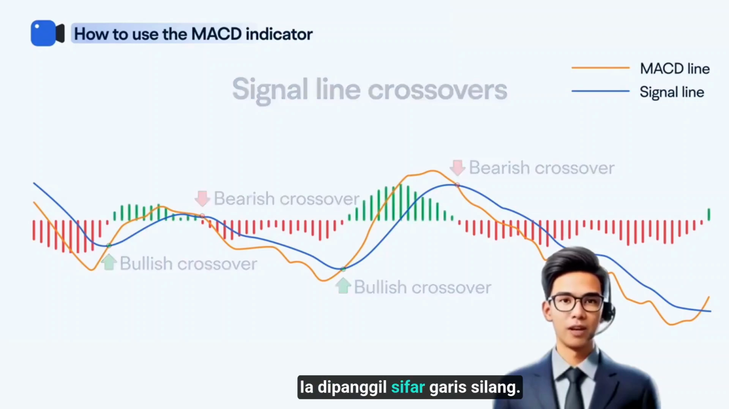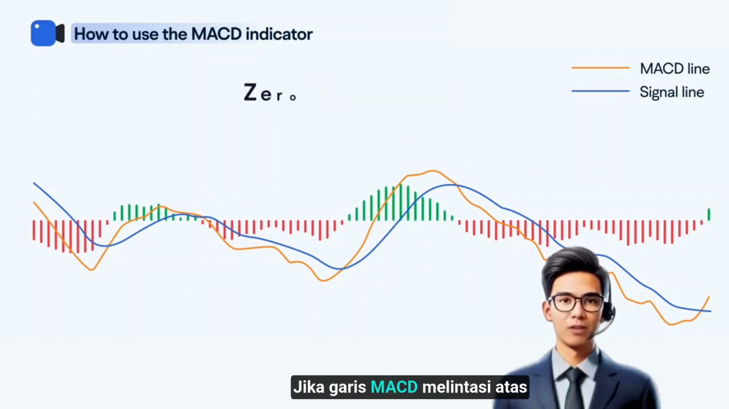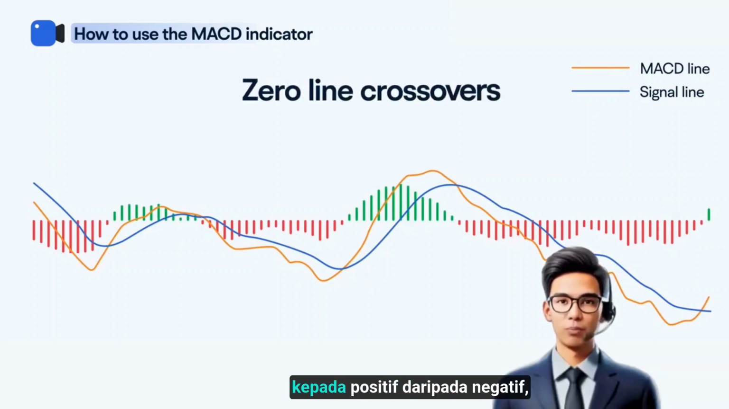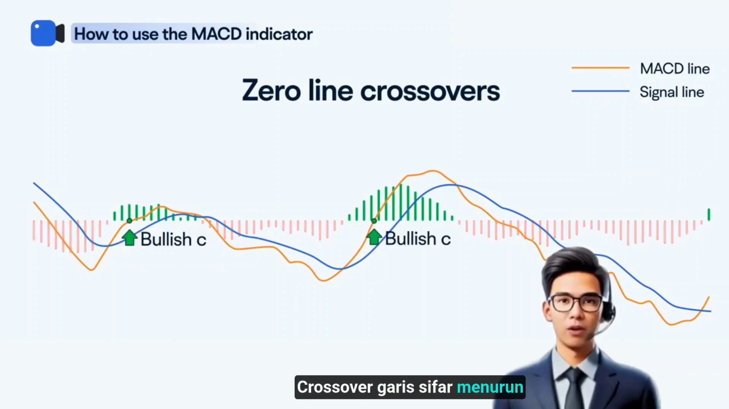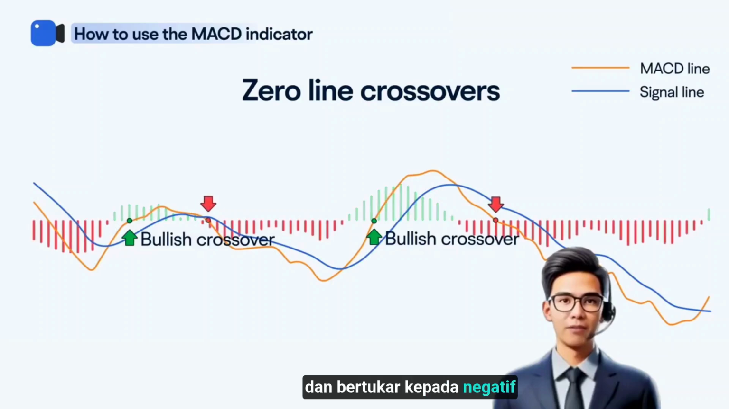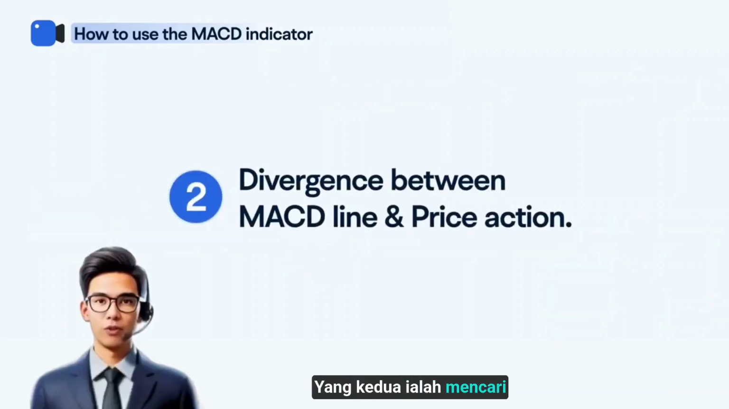There is another type of crossover that some traders would note. It is called zero-line crossovers. If the MACD line crosses above the zero line and turns positive from negative, it is considered a bullish zero-line crossover. A bearish zero-line crossover occurs when the MACD line crosses below the zero line and turns negative from positive. The second is to look for divergence between the MACD line and the price action.